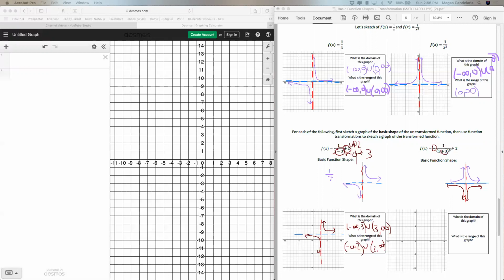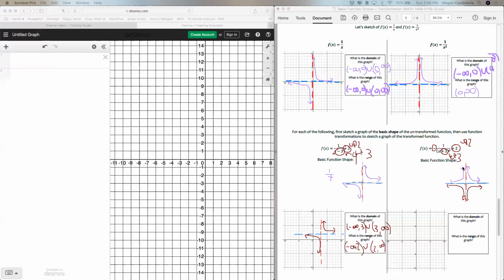Now I've also got a +3. That +3 is inside with the x. That's going to be a horizontal shift left 3. Okay, left 3. I have a +2 outside of our x variable, so that's going to be a vertical shift up 2. All right, let's go to our little graph and try and sketch that.